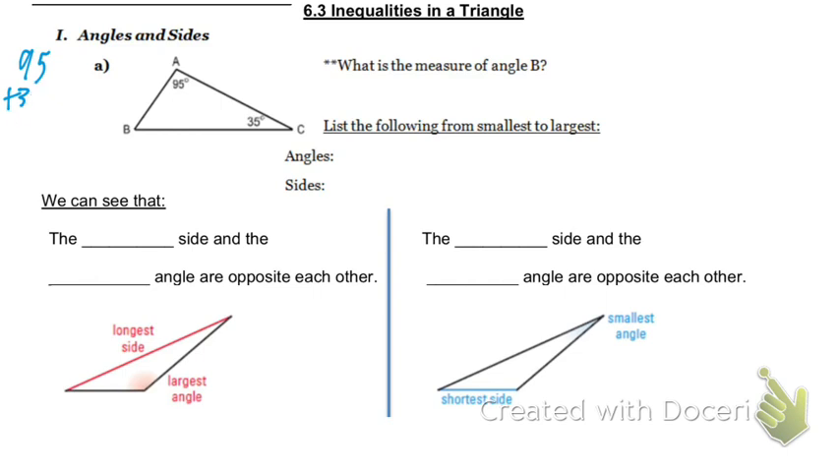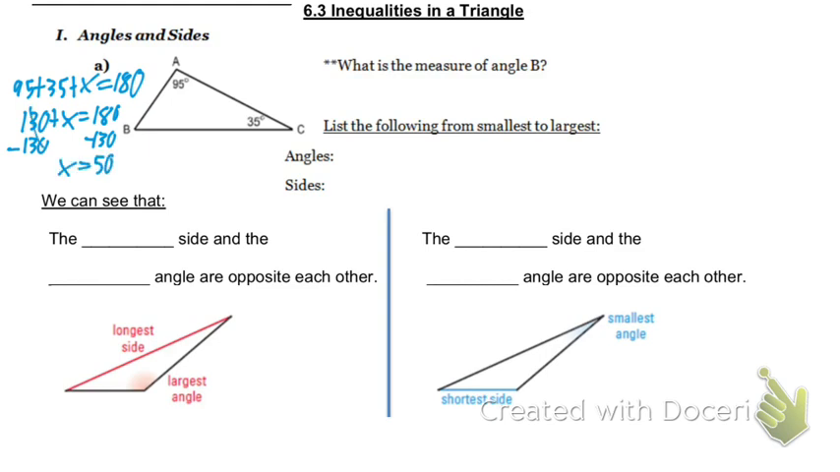Okay, so the equation: 95 plus 35 plus x, angle B, equals 180. All three angles of a triangle add to 180. So we take the 95 and 35, add them together, and say it's 130 plus x equals 180. We subtract 130. X is 50. So what's the measure of angle B? 50 degrees, okay?